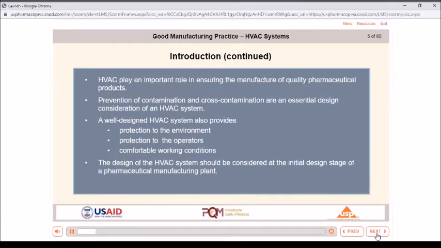Introduction continued. HVAC plays an important role in ensuring the manufacture of quality pharmaceutical products. Prevention of contamination and cross-contamination is an essential design consideration of an HVAC system. A well-designed HVAC system also provides protection to the environment, protection to the operators, and comfortable working conditions. The design of the HVAC system should be considered at the initial design stage of a pharmaceutical manufacturing plant.